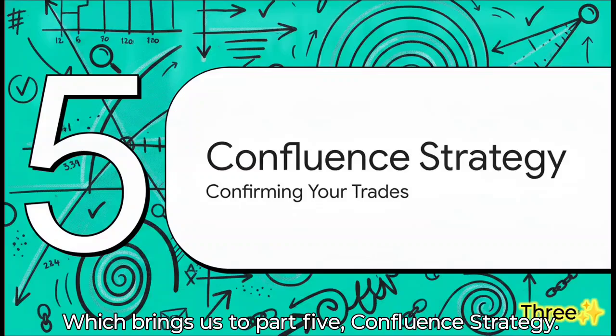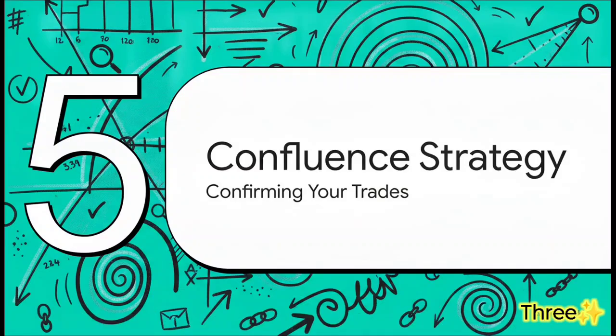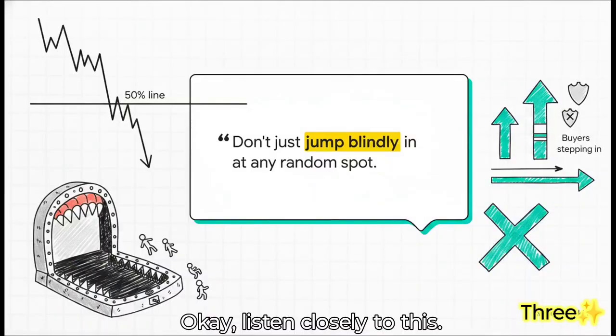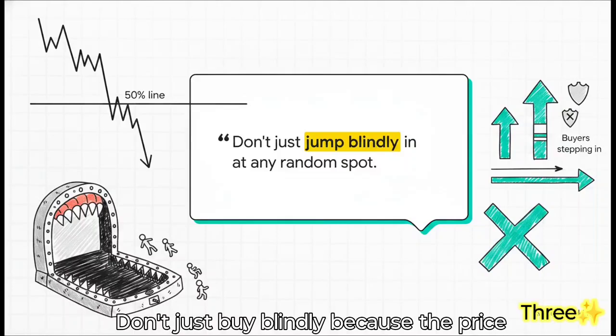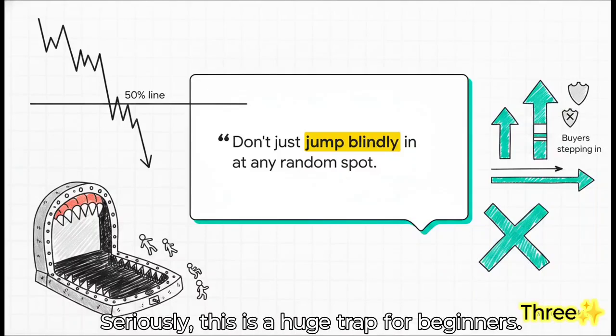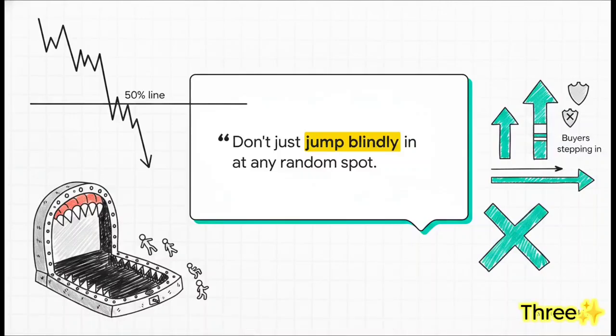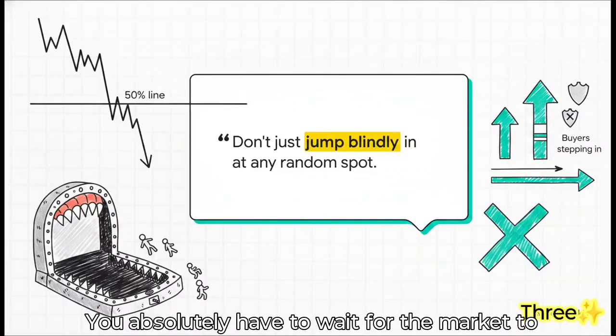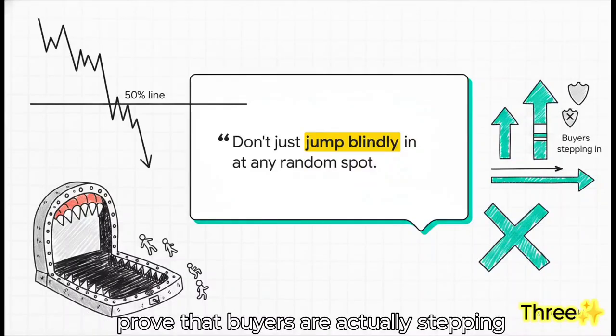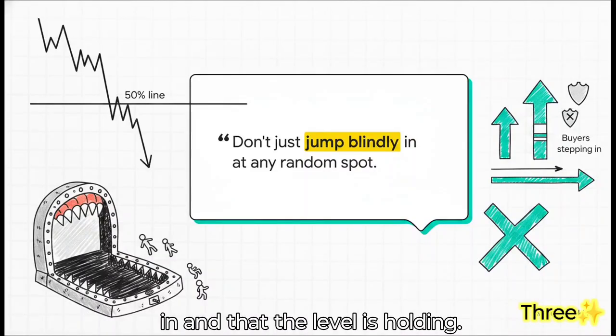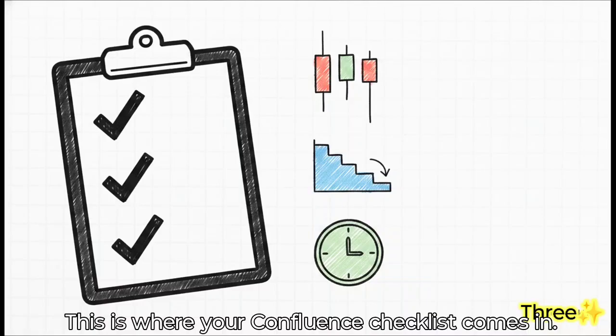Which brings us to part 5, confluence strategy. Okay, listen closely to this. Don't just buy blindly because the price touched a line. Seriously, this is a huge trap for beginners. You see the price drop down to the 50% line, you instantly panic buy, and it just crashes straight through the floor. You absolutely have to wait for the market to prove that buyers are actually stepping in and that the level is holding. This is where your confluence checklist comes in.